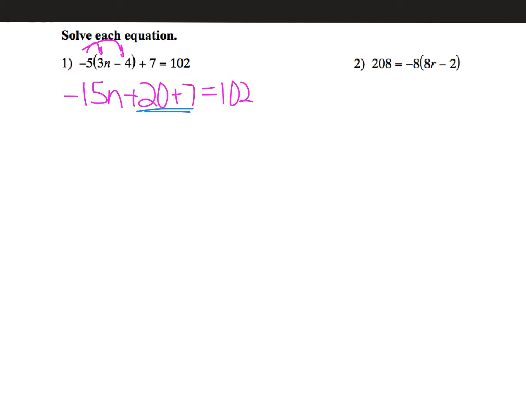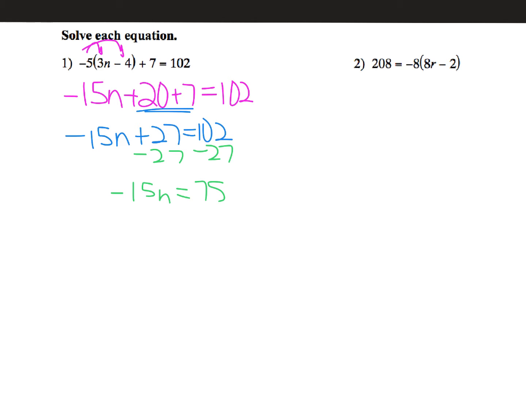So these ones are like terms. So that's going to be negative 15n plus 27 is negative 102. Now I want to get that negative 15n by itself, so I'm going to subtract 27 from both sides. So negative 15n, and then you got to do 102 minus 27, which isn't too scary, but if you need a calculator, feel free. And that's going to be 75. And then you divide both sides by negative 15. And so when you divide by negative 15, you get negative 5.